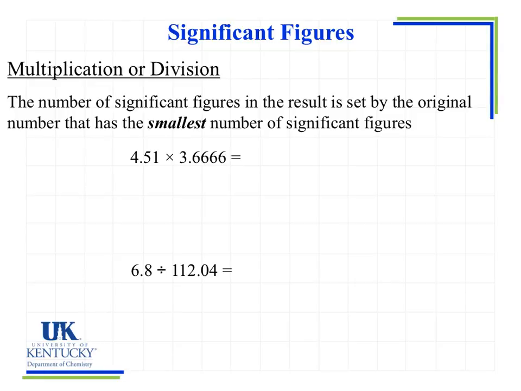Significant figure rules continued, and calculations: multiplication and division. This rule is a bit easier than addition and subtraction. It's based upon the fewest numbers, or the smallest number of significant figures in the numbers involved in the calculation. So for example, our first example, 3 sig figs, 5 sig figs. Therefore, our answer will be reported to 3 sig figs.